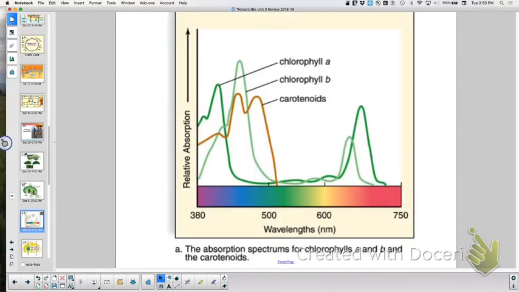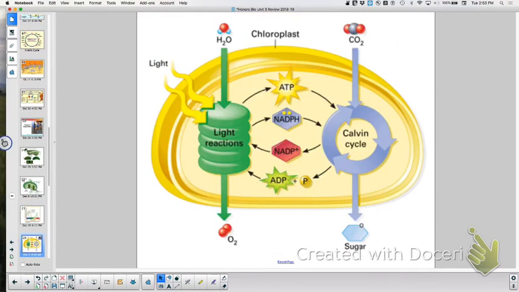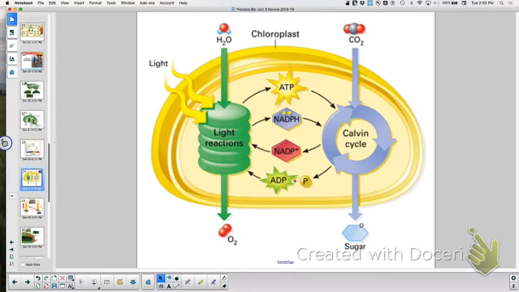We talked about the electromagnetic spectrum, and we talked about different wavelengths of light. Why would it be an adaptation for plants to have various pigments? Because they can absorb more sunlight. Good. Okay, and there's just another picture differentiating between the light and the dark reaction.